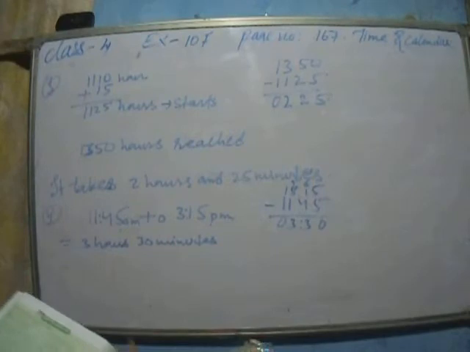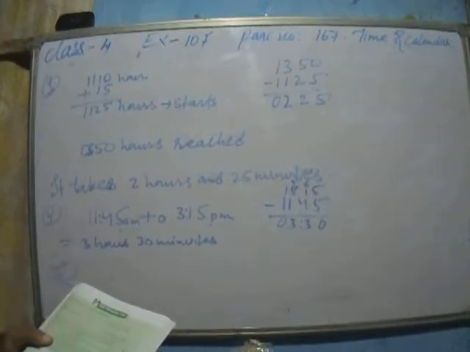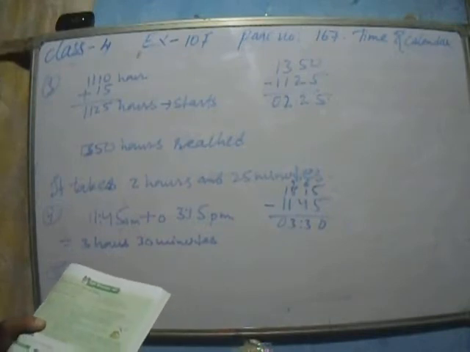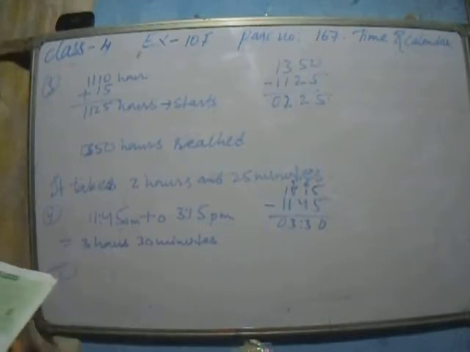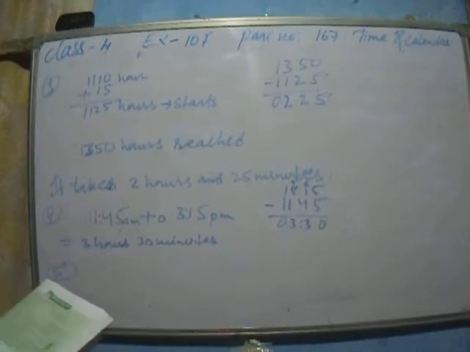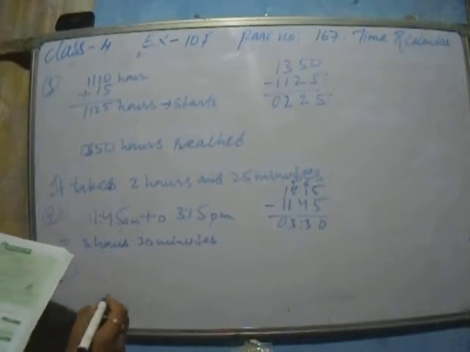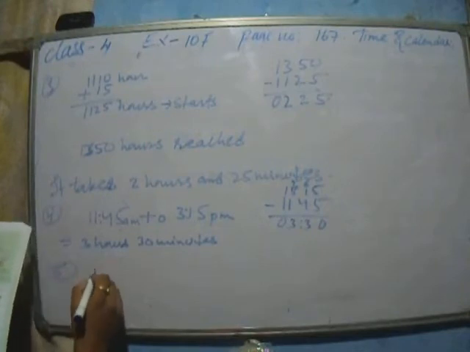Number 5. Mansi completed a 500 piece jigsaw puzzle in 3 hours 40 minutes. Megha took 55 minutes less than Mansi to complete the same puzzle. Amrita took 1 hour 35 minutes more than Meghna. So here, find the time taken by Amrita to complete. So how long will Amrita take to complete this?